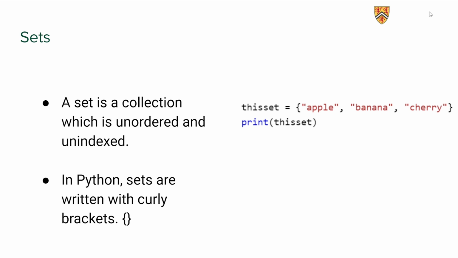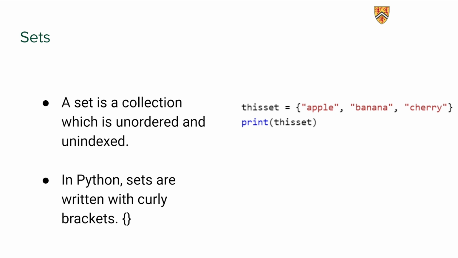Okay, so now we're going to talk a bit about sets. We've talked a little bit about lists in the past, so now let's talk a little bit about sets. A set is a collection which is unordered and unindexed. I was previously talking about lists and arrays, so let's talk about sets, because that's another data type that turns out to be very, very important.